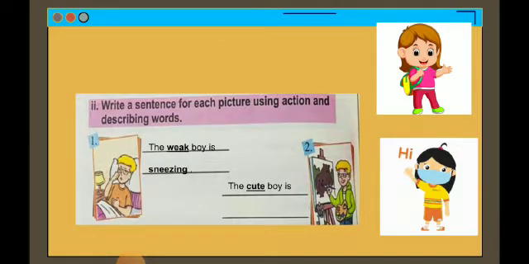Okay, now in the picture number 2, the cute boy is painting. Cute is the describing word and painting is the action word.